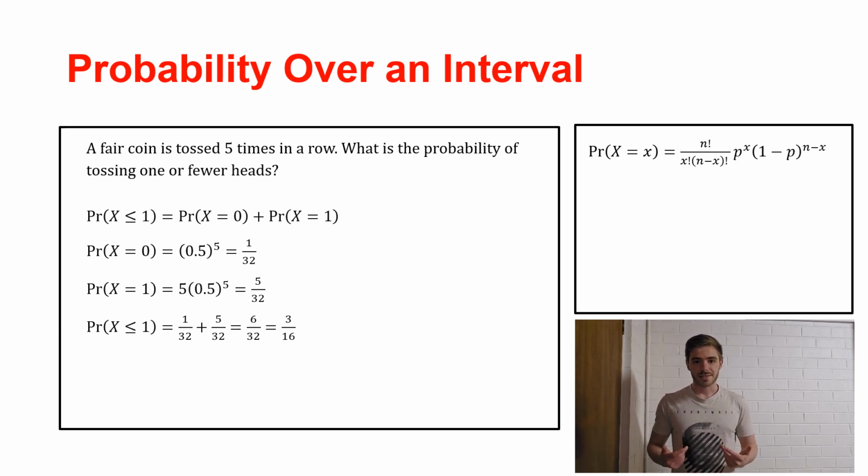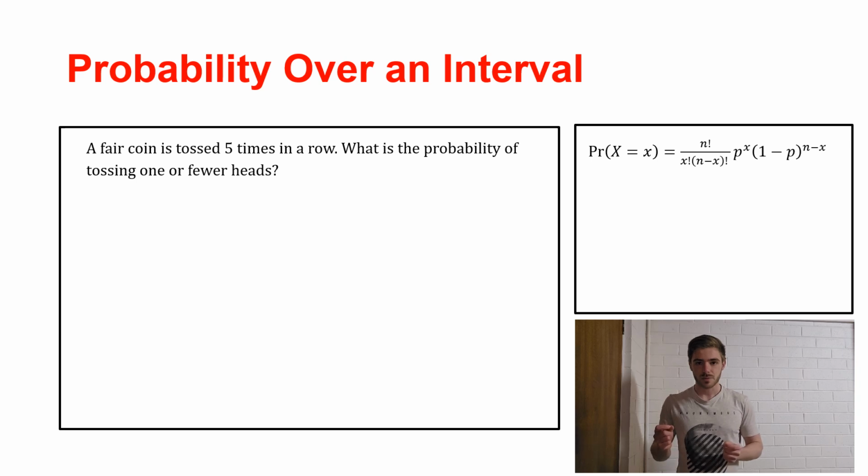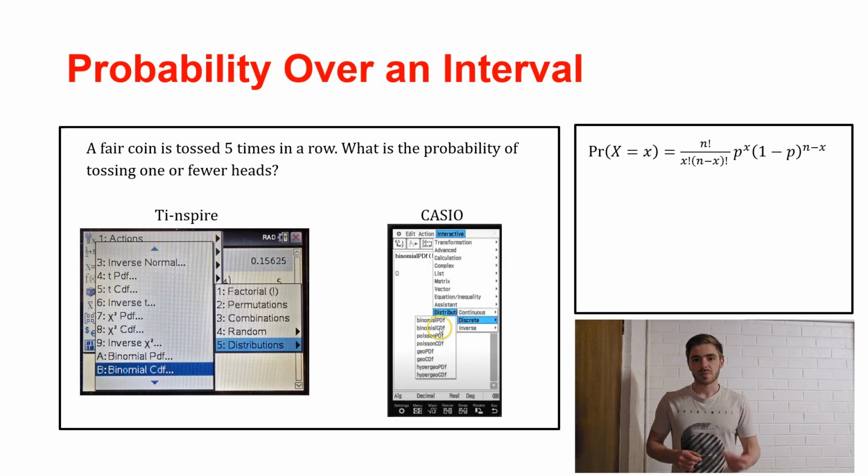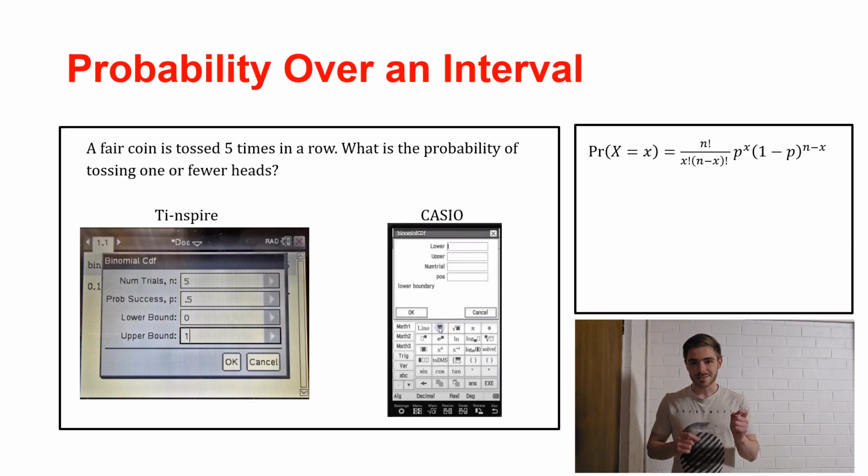If you're solving this on the CAS, again there's going to be 2 different scenarios. On the TI Inspire, you're looking for Menu, Probability, Distributions, Binomial CDF, and if you're looking on the Casio, then it's going to be under Interactive, Distributions, Discrete, Binomial CDF. Both are going to give you a similar looking setup window where you can plug in the interval, the n value, and the p.